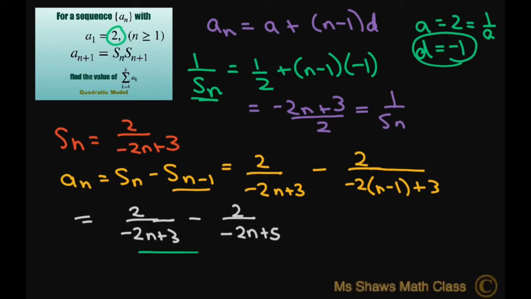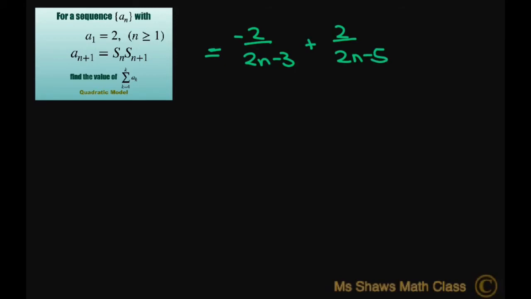I'm going to rewrite this because we've got these three negatives here. So let's do that. This is going to simplify to negative 2 divided by 2n minus 3, plus 2 divided by 2n minus 5. Get rid of some of all those negatives.